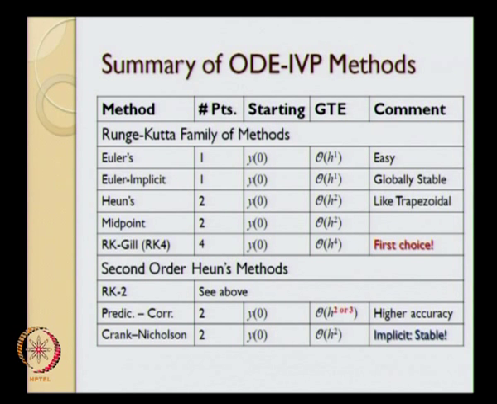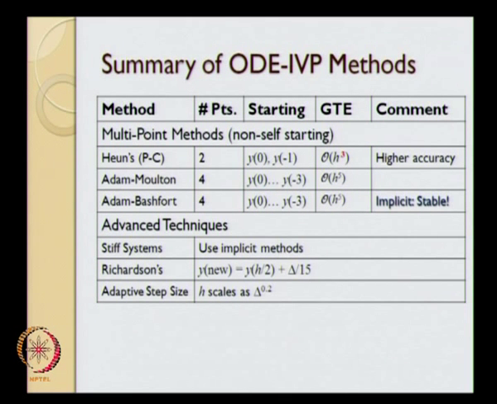Probably the two most popular methods for solving ODEs are the RK4 method, which is an explicit method, and the Crank-Nicolson method, which is an implicit method. These in my experience are perhaps the two most popular methods for solving ODE initial value problems. Okay.